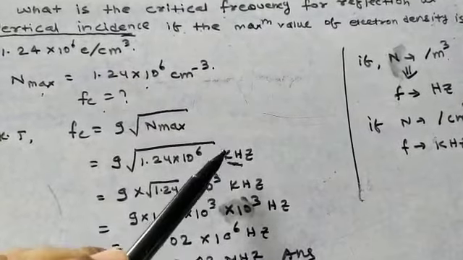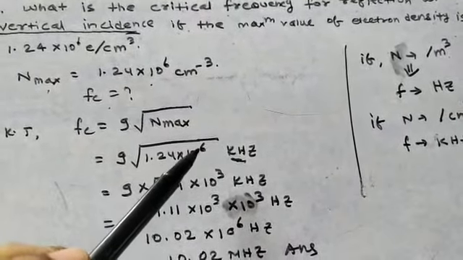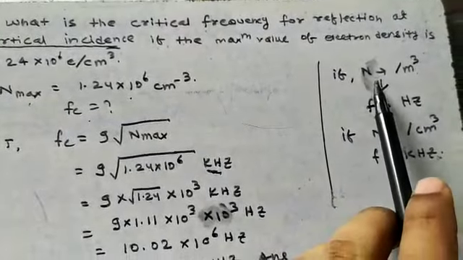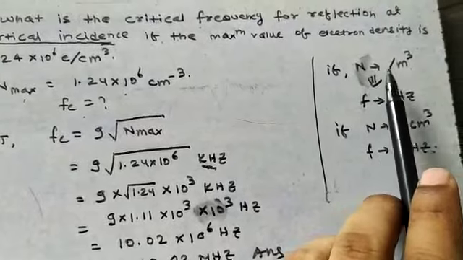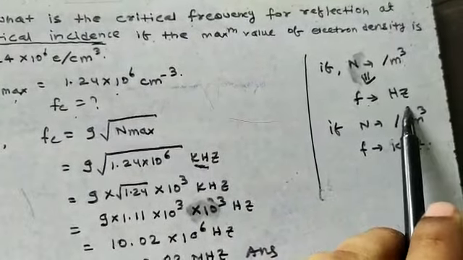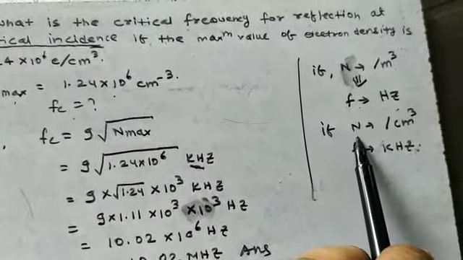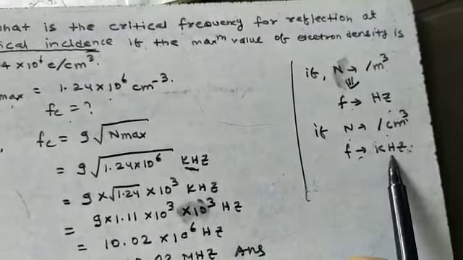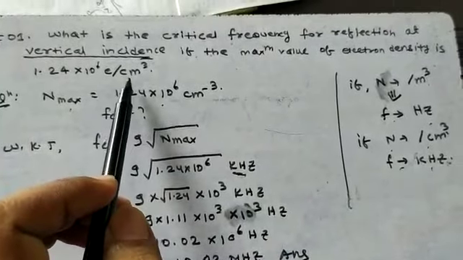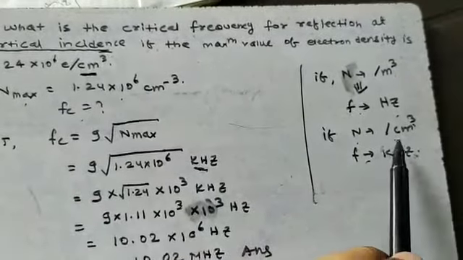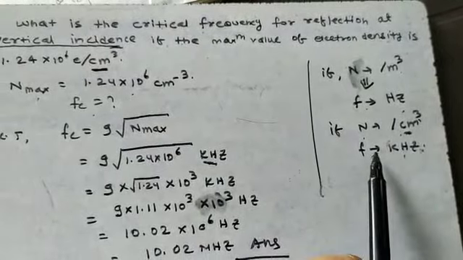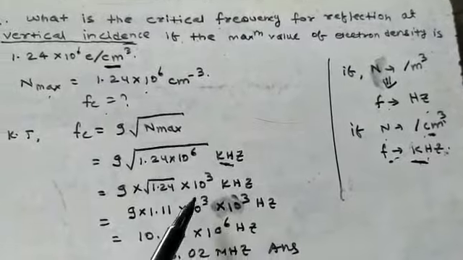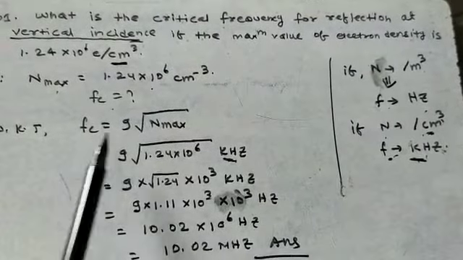in ionospheric propagation, when you submitted me the assignment of refractive index for the ionosphere, there you considered that N, the ionic concentration, is in per cubic meter when frequency is in hertz, and N is measured in per cubic centimeter when frequency is in kilohertz. So here the unit of ion concentration, electron density, is per cubic centimeter. So that means your F will be in kilohertz. This is a very important point, because if you do not follow the exact unit according to N, your answer will be wrong.